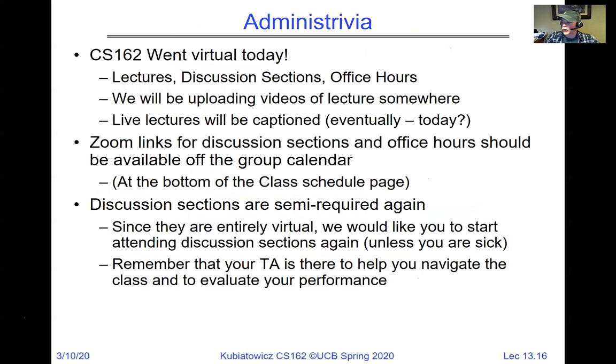So, admin's trivia. Well, CS162 went virtual. Woohoo. Welcome, everybody, to the CS162 Zoomcast. We'll have to decide whether this works or not. Are you asking a question, or are you clapping? Oh, I see you're clapping. Oh, very good. I have to figure out the symbols.